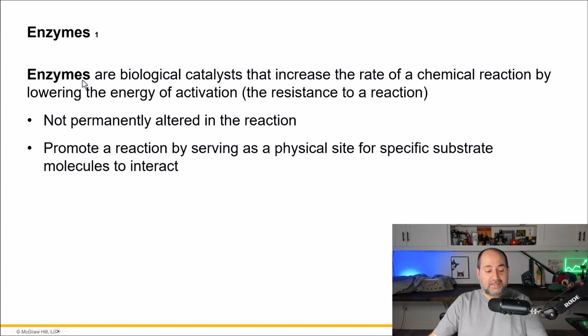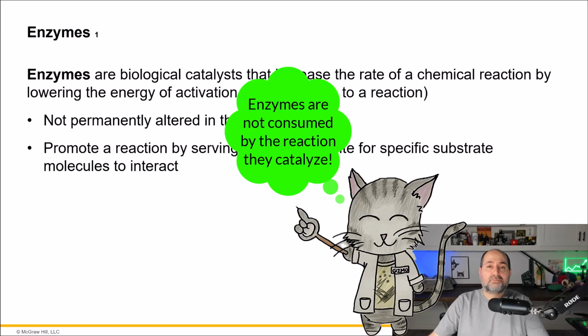So anyway, enzymes speed up reactions by lowering the activation energy, and they are not permanently altered in the reaction. This means that they are not consumed or destroyed during the process. So an enzyme can do the same thing over and over again without getting destroyed, without getting permanently altered.